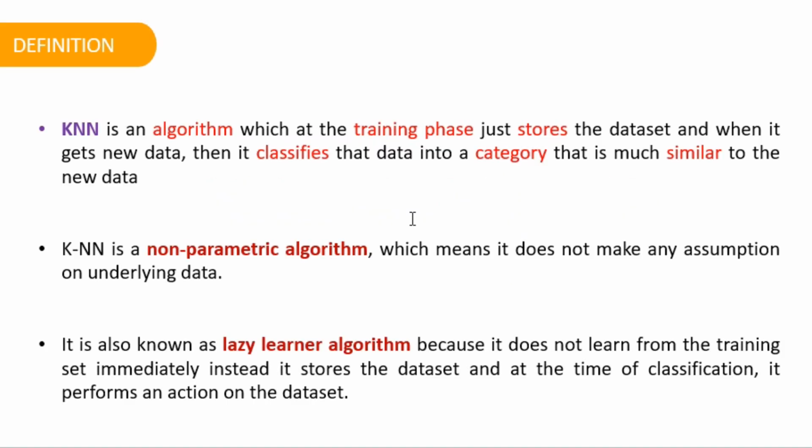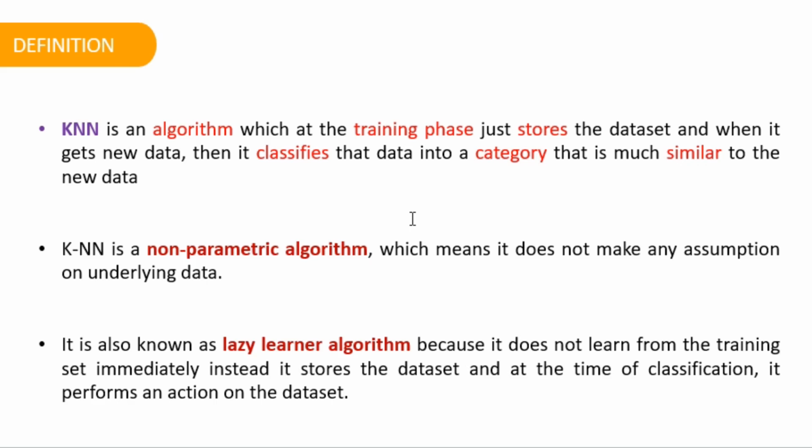So let us understand what this KNN is. It is nothing but an algorithm which, at the training phase, just stores the dataset, and when it gets new data, it classifies the data into a category that is most similar to the new data. I know you are slightly confused here. Don't worry, it's going to be completely clear in the upcoming slides.